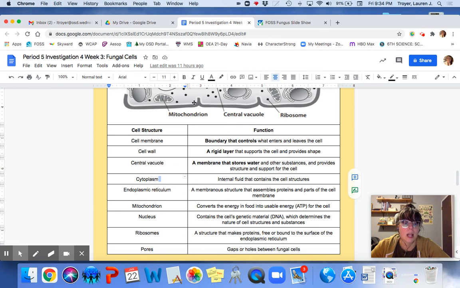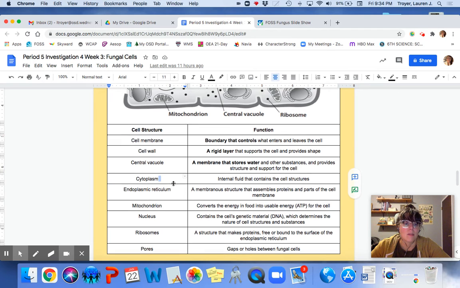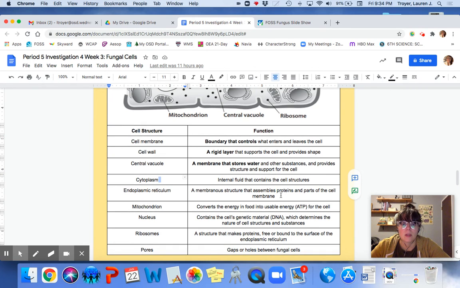Cytoplasm is that jelly-like fluid inside the cell. The endoplasmic reticulum surrounds the nucleus, assembles proteins and parts of the cell membrane. Mitochondria is all about energy, making ATP, usable energy, just like in that video game we did. Nucleus contains DNA. Ribosomes make proteins.